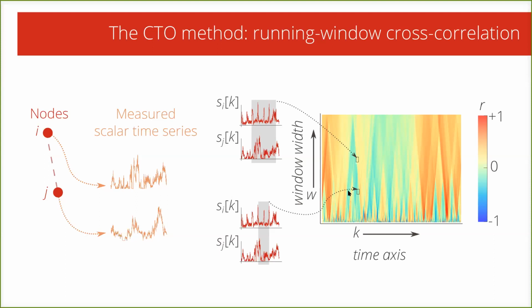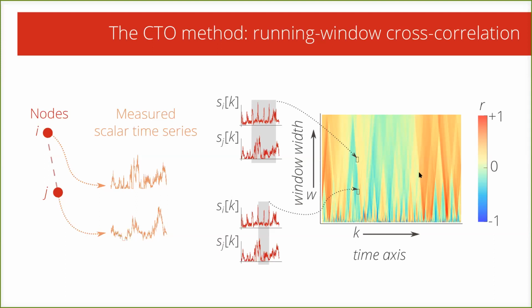So the resulting object that we have is a so-called cross-correlation diagram, in which we have two axes, the time axis and the window width axis. This is why the method is called CTO, because CTO stands for cross-correlation timescale of observability. Now we have seen why cross-correlation, but we still need to understand why we call it timescale of observability.